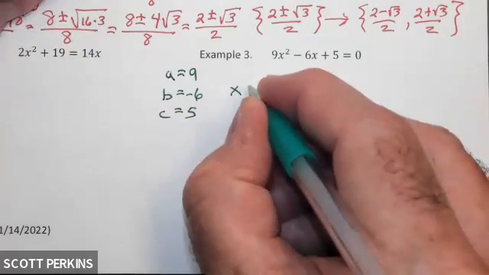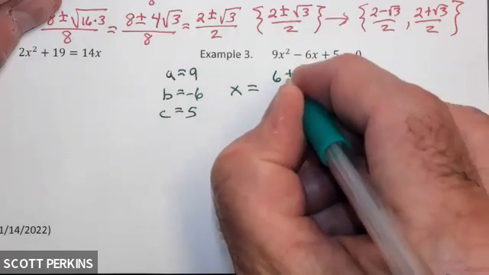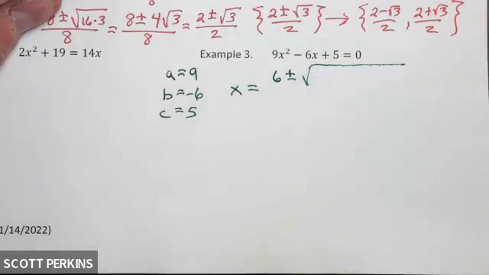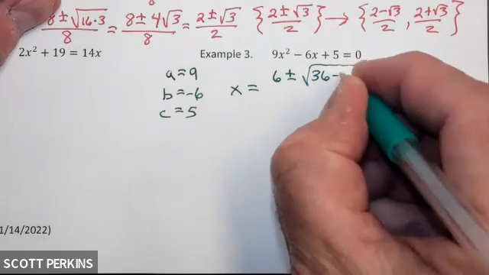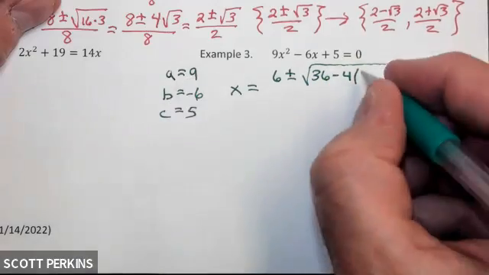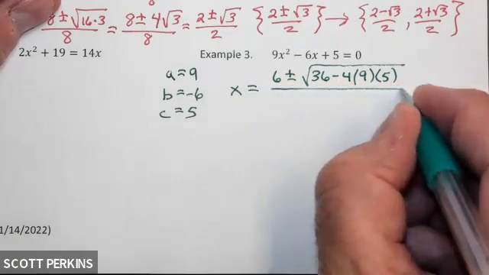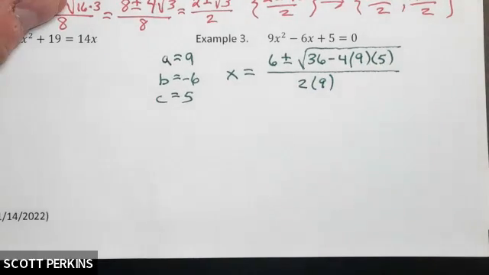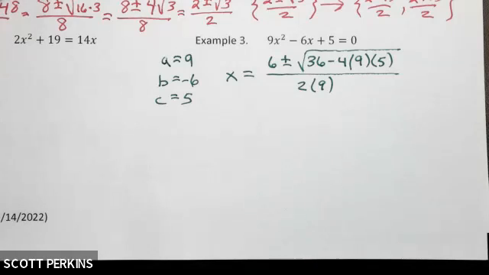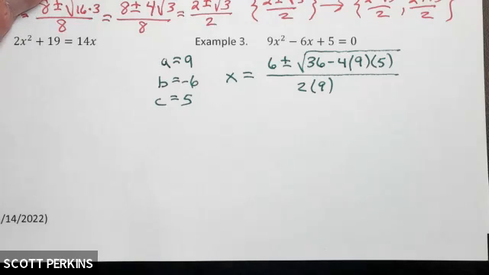So my solutions are x equals negative B, so negative 6 is 6, plus or minus the square root of B squared. Negative 6 times negative 6 is positive 36, minus 4 times A, which is 9, and C, which is 5, all over 2 times A, so 2 times 9, which will be 18 in just a minute. Success in this problem is just about getting the right number in the right place. Once you're done with that, it's just an arithmetic problem.